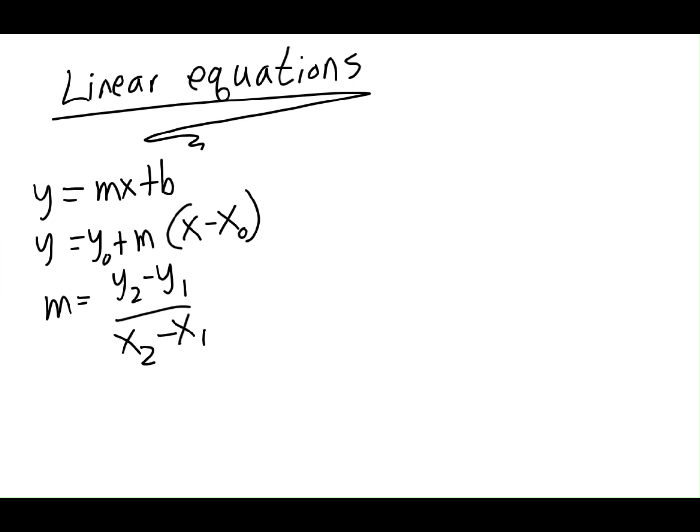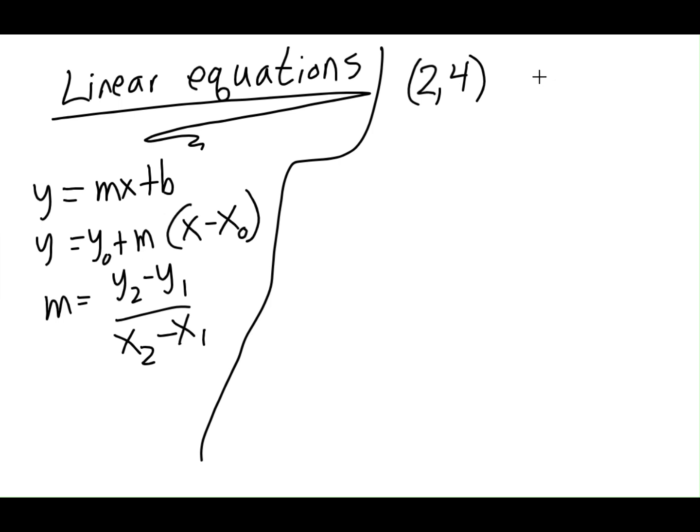So how can we actually use these equations? Let's start off with an example. Let's find an equation of a straight line that goes through the point (2, 4) and has a slope of 5. We want to find an equation that goes through this point and has that slope. We could graph it just to see what's going on. (2, 4) is right here, and it has a slope of 5, something like that. But what's the equation?